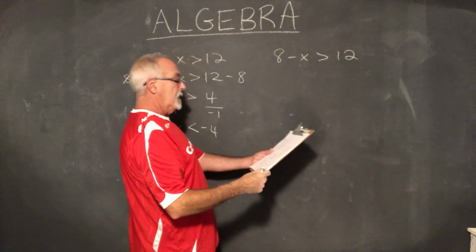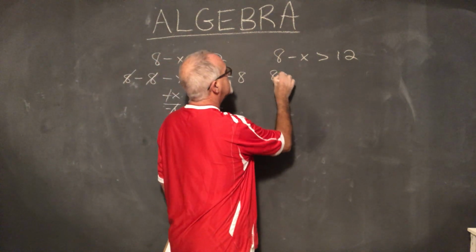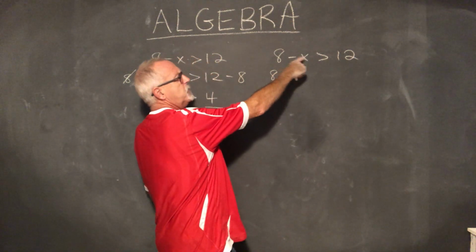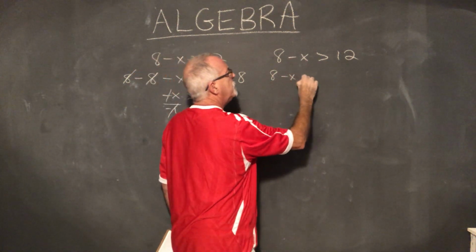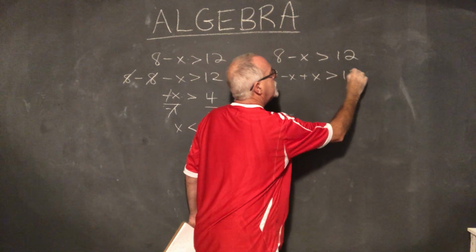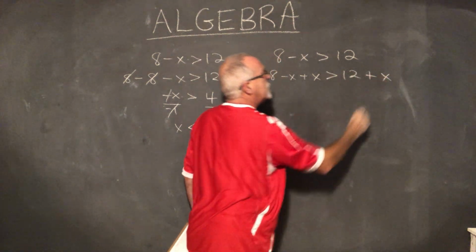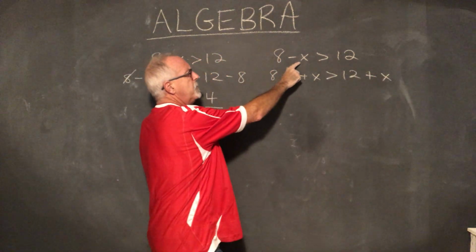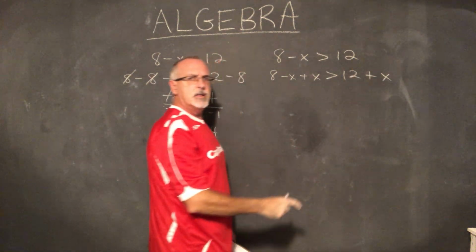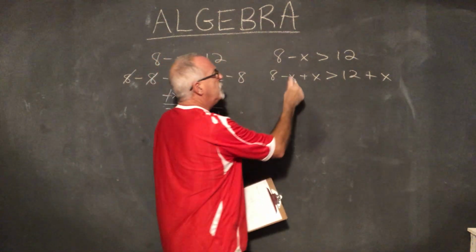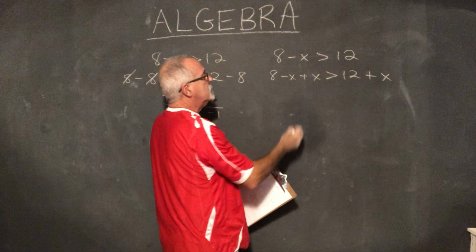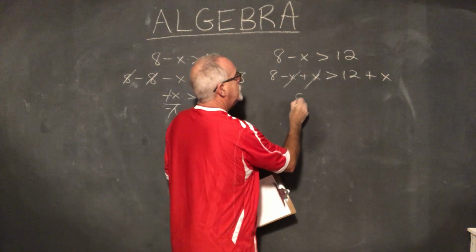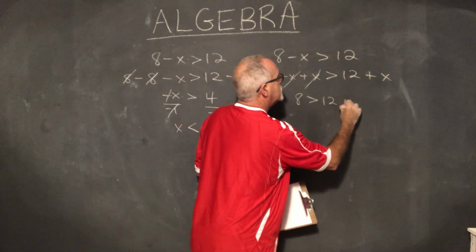How about doing it another way though? How about if I decide I have an x that's being subtracted from this side. I'm going to do the opposite and add an x to both sides. I'm moving my variable to the right side, which isn't what I normally do, but I'm allowed to do. I'm following the rules of algebra. These cancel. 8 is greater than 12 plus x.